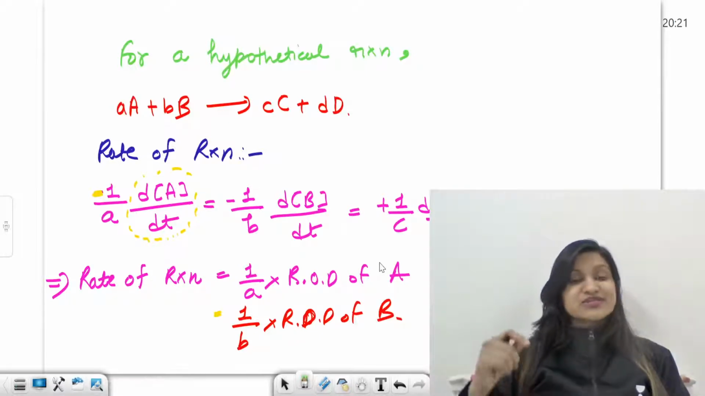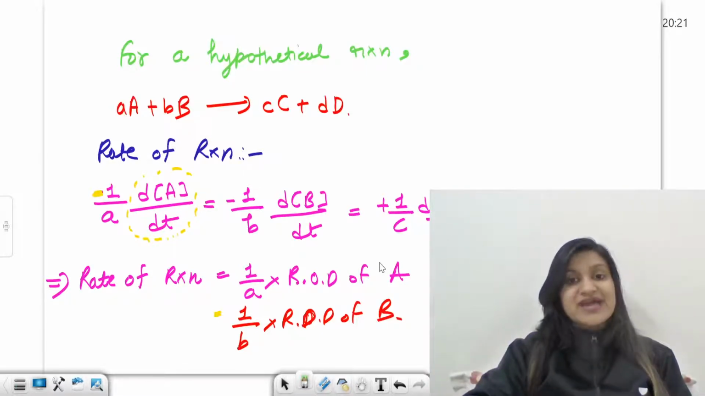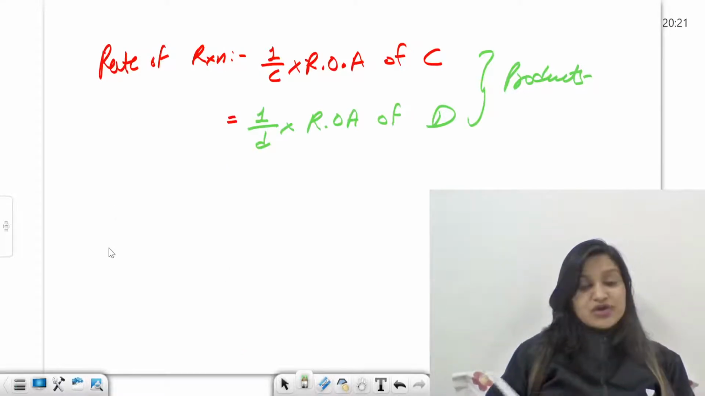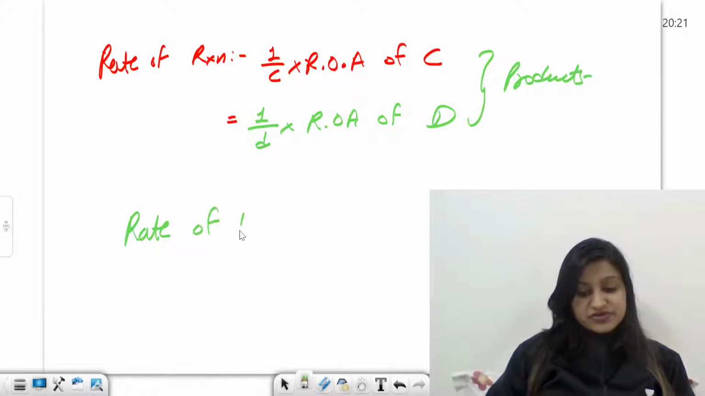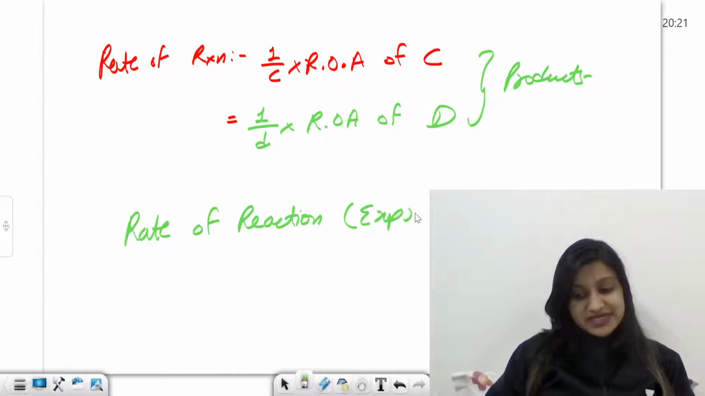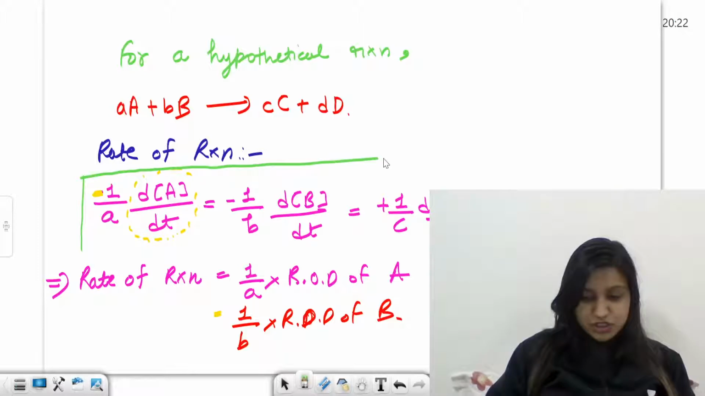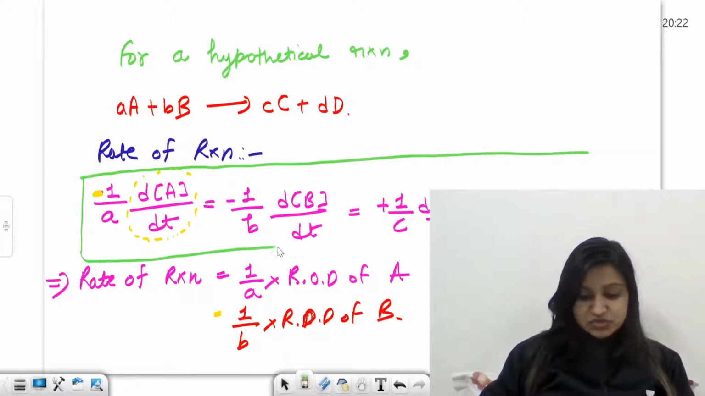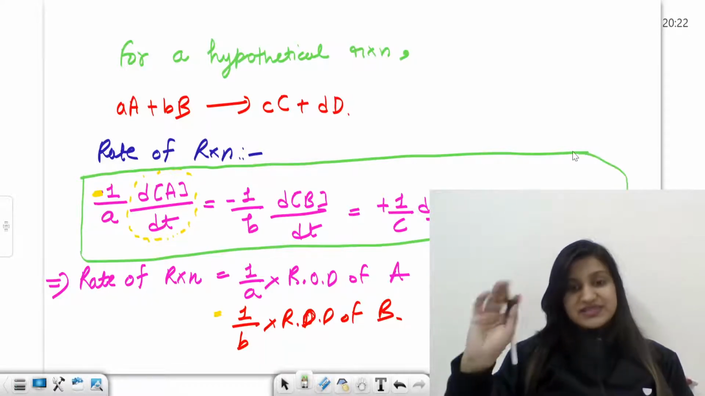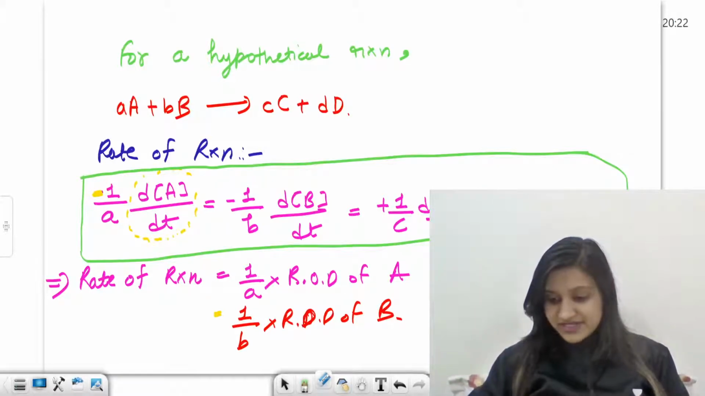So you are going to equate the rate of reaction. How will you be equating? By using the rate of reaction expression. You will always write the expression which is used for the rate of reaction. It means this one. You will always equate using this expression only. So that's a very important thing which you need to know.